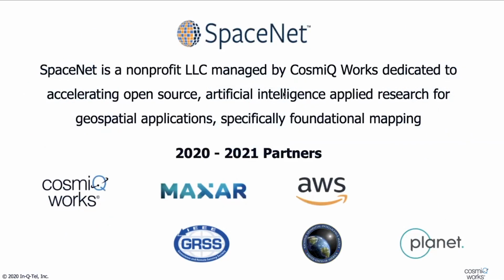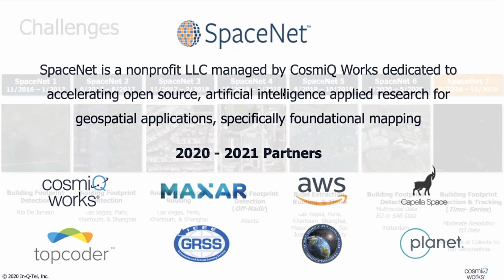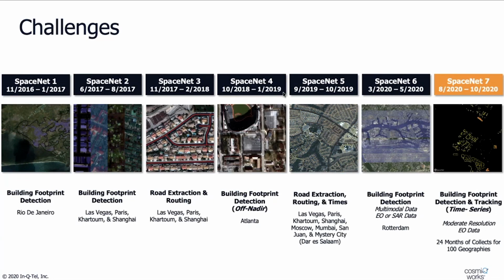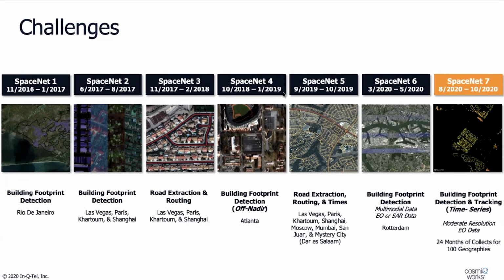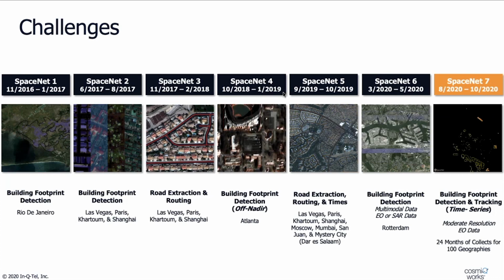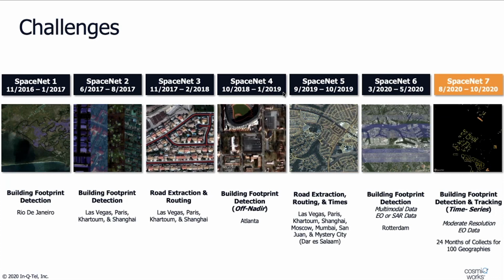So what is SpaceNet? SpaceNet is a nonprofit LLC managed by CosmiQ Works, dedicated to accelerating open source artificial intelligence applied research for geospatial applications, specifically foundational mapping. And these are some of our partners. To date, we've had 6 SpaceNet challenges, and our 7th one has just been released. Today we'll be looking at the second SpaceNet challenge, building footprint detection. This challenge, released in mid to late 2017, focused on data from 4 main cities: Las Vegas, Paris, Khartoum, and Shanghai.